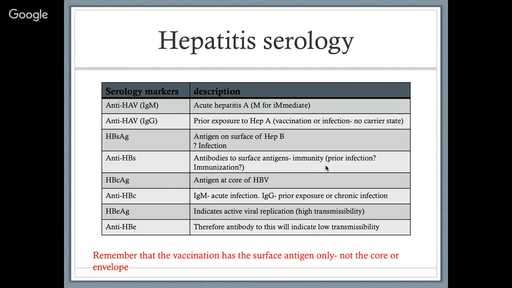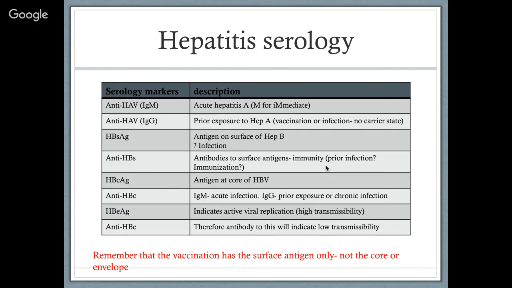Hepatitis serology, that's sort of the typical thing that a lot of people struggle with. There's lots of different things that you could get, lots of different possibilities and combinations, and you have to determine, is the patient vaccinated? Do they have an active infection? Do they have a chronic infection? Do they have immunity to it? And depending on the different serology, that's going to give you a clue to what's going on.